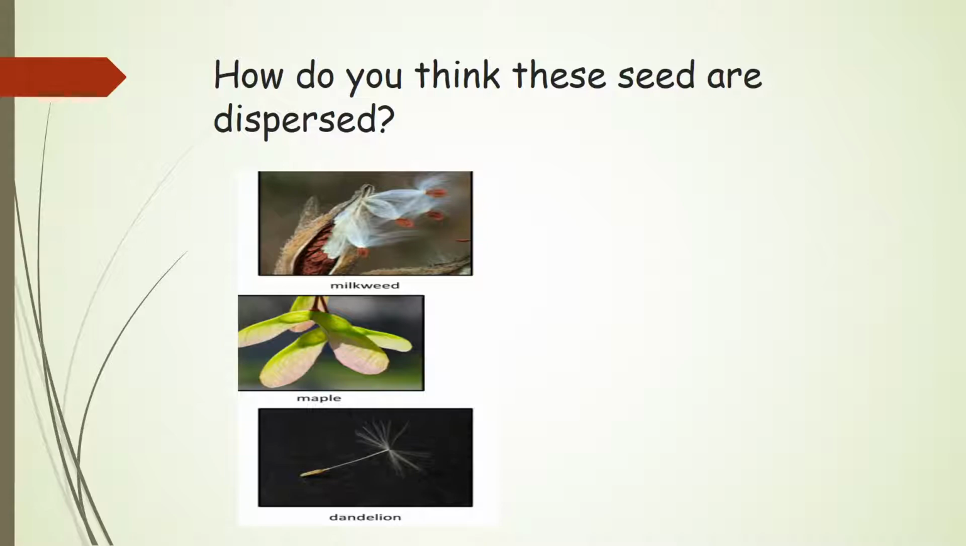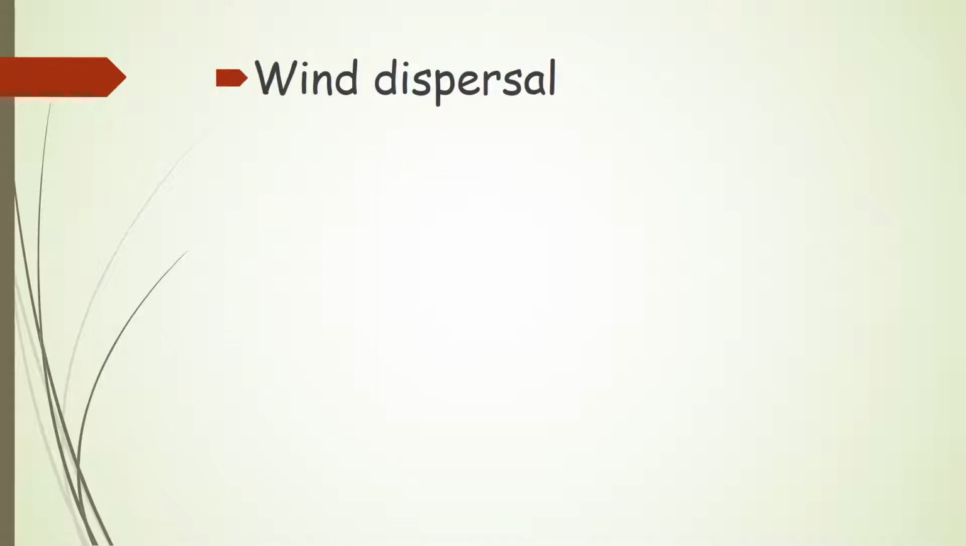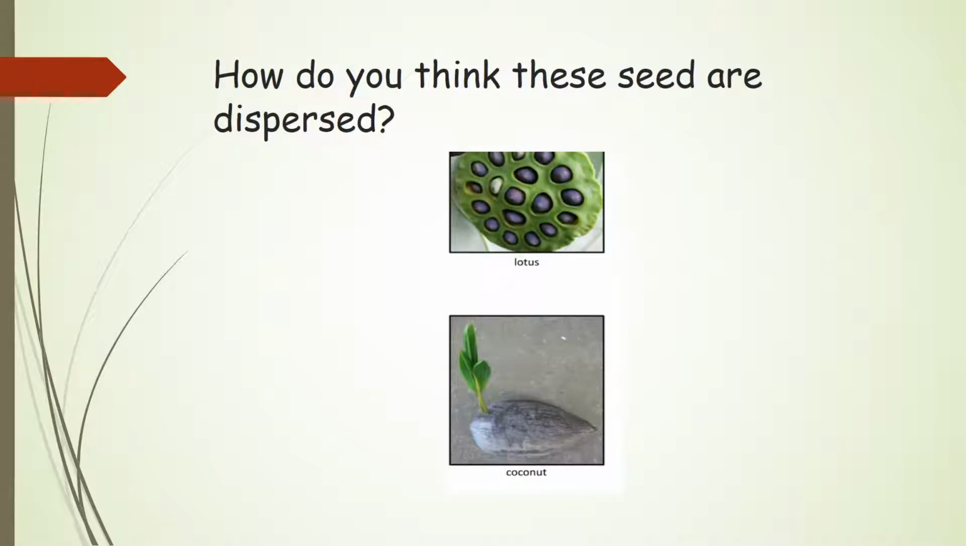Yeah? Have you got a guess? Let's see if you're correct. Yeah, wind dispersal for those seeds. Let's have a look at this next slide. How do you think these seeds are dispersed? So we've got a coconut seed, and we've got the seeds of a lotus plant. How do you think they're dispersed? Well, if you're using your detective skills, you could probably tell. Look at the coconut and you could see, look at its surroundings. Have you had a guess?